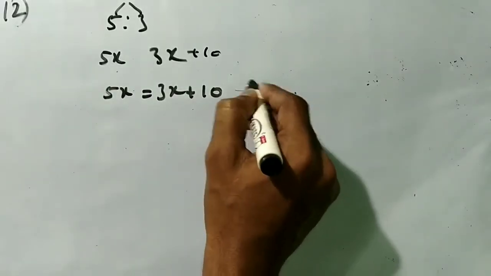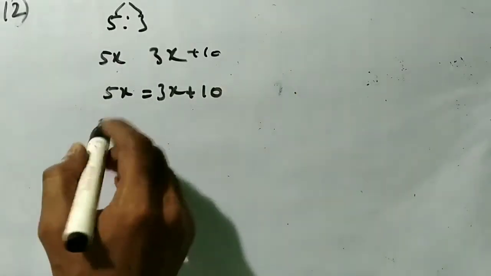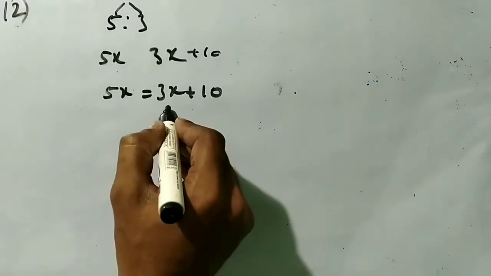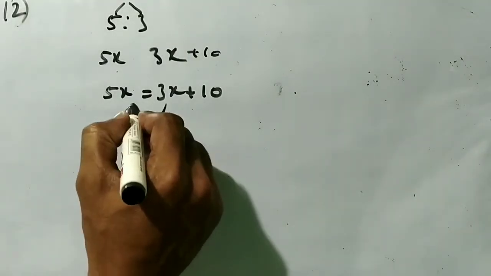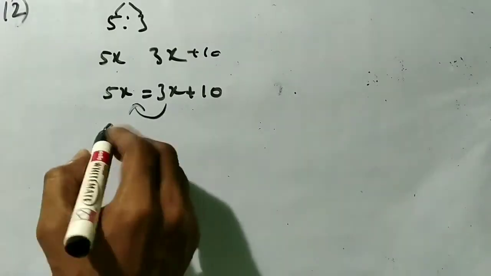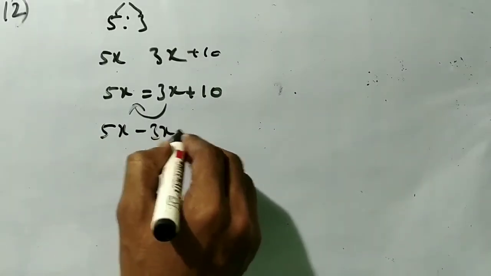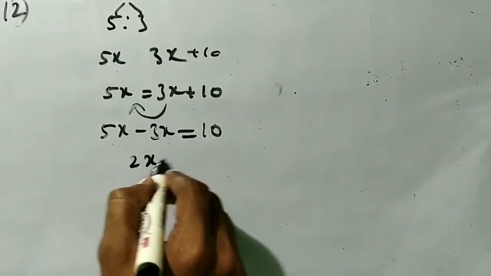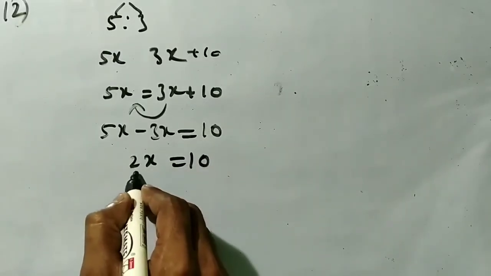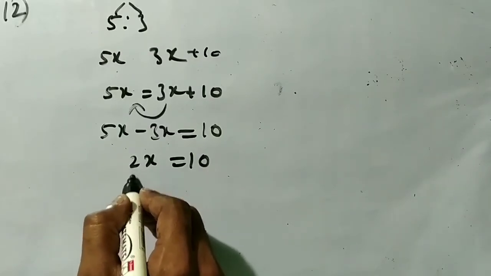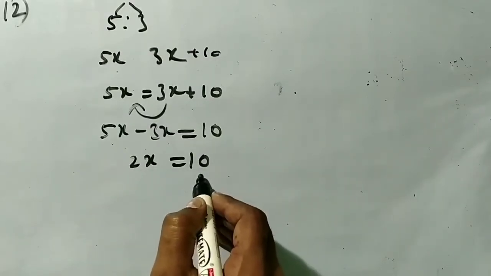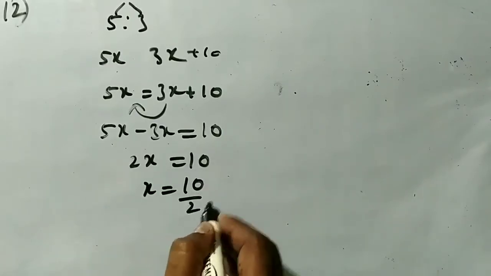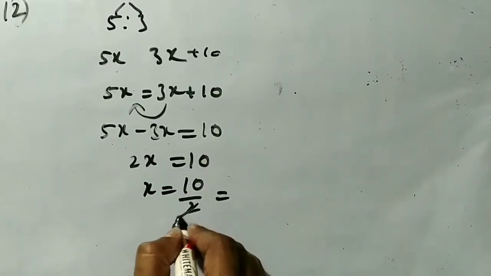Let's do. So 5x is equal to 3x plus 10. The 3x, when it goes to LHS, becomes minus. 5x minus 3x is equal to 10. 5x minus 3x is 2x, so 2x is equal to 10. Here the 2 is multiplying with x. When 2 goes to RHS, it becomes division, that is x is equal to 10 by 2. We know 10 by 2, 2 fives are 10. X is equal to 5.